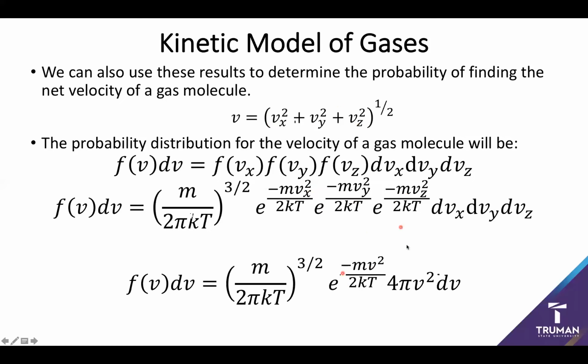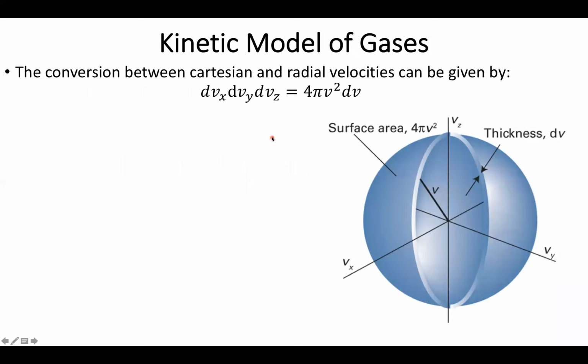That one's pretty straightforward. But I also have to worry about this 4 pi V squared term. And it turns out that this comes from a model of conversion in between Cartesian and radial velocities, where more or less what I'm doing is I'm integrating over all of the radial terms. So I turn my extra two dimensions into more or less a surface area of 4 pi V squared with a thickness of dV. So more or less, that's where this extra conversion term ends up coming from.